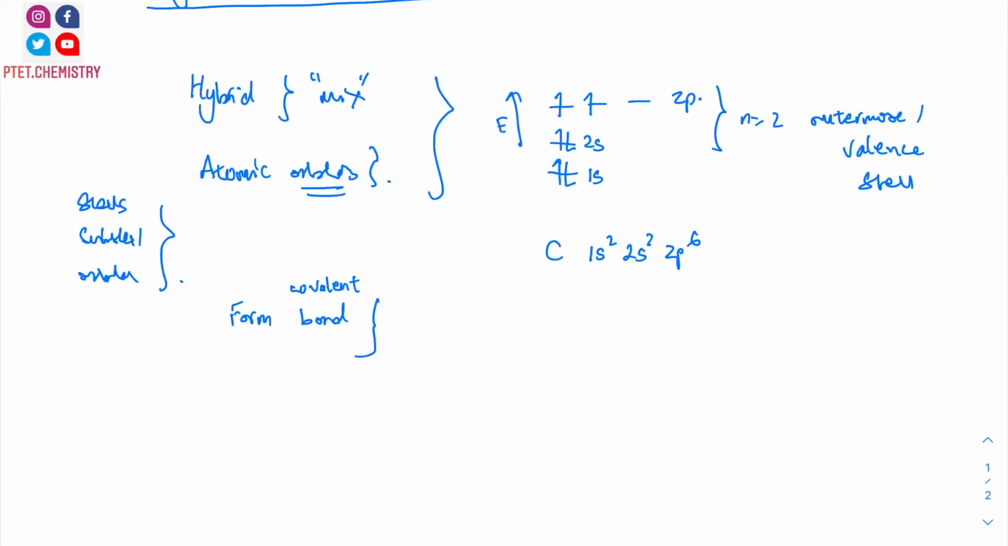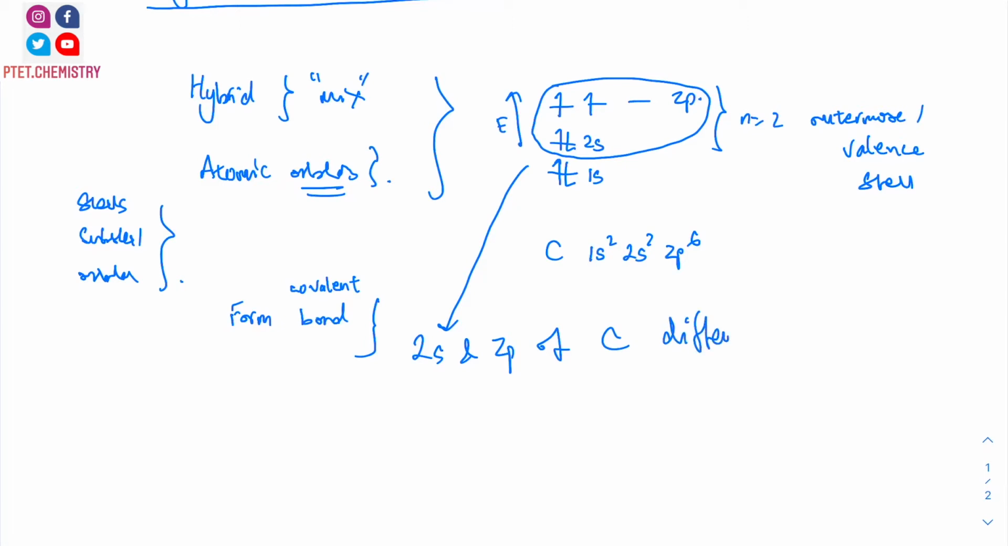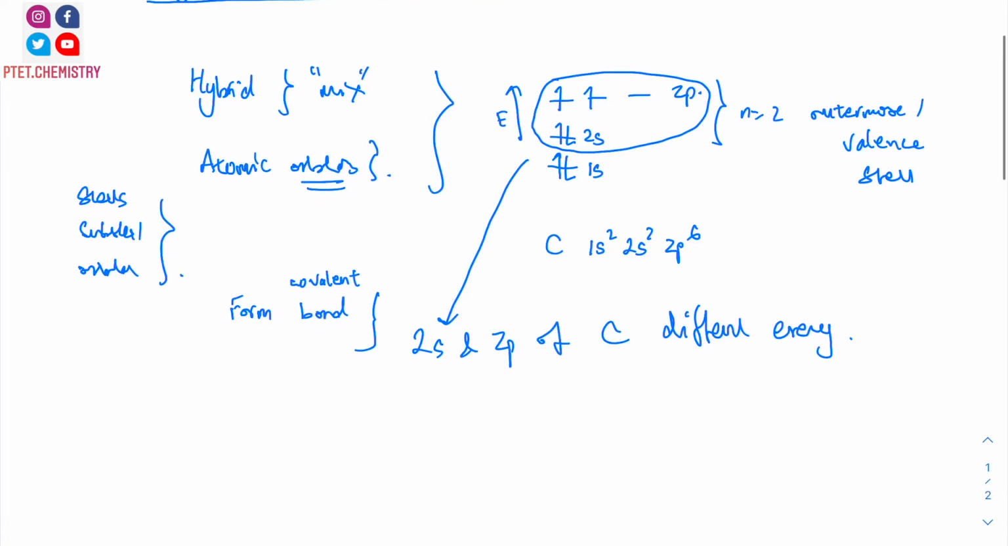Can you see that the 2s and the 2p are of different energy? The 2s and 2p of carbon, different energy. When they are of different energy, you don't form the bond straight away, because then your bonds will have different energy. But imagine if we want to form things like CH4.